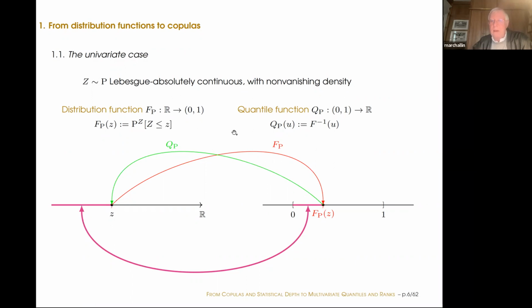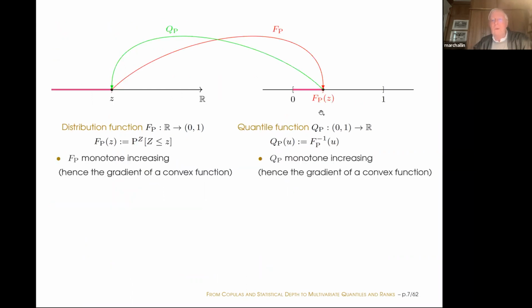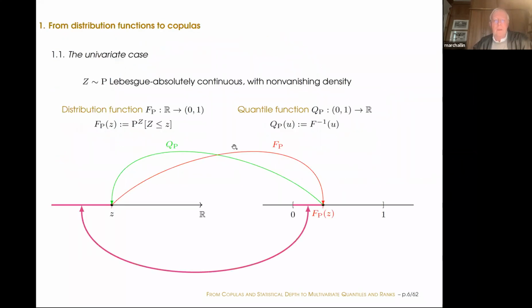This is the very elementary definition, and the quantile function Q sub P is just the inverse of that distribution function, mapping (0,1) to the real line. So here you have a picture. If you have this mapping F_P from z to F_P(z), obviously it is mapping, because it is monotone increasing, this half line to this segment here, and the probability of this half line is the same as the probability of this segment.